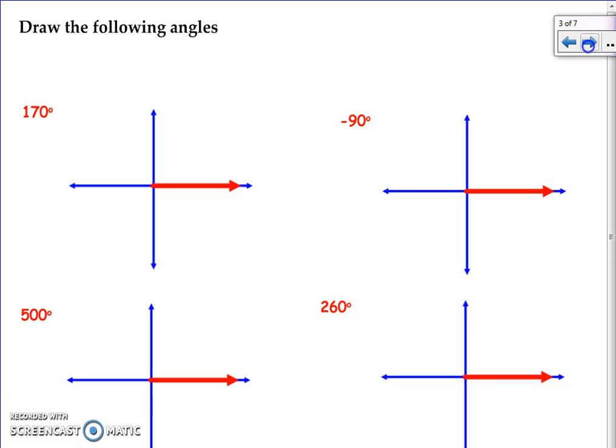Now I want you to draw these four angles. Okay, so I'll give you a couple second head start on me. Put them just your best guess. All right, so I'll put my answers up here. You do have to make sure that you have the curved arrow so I know which direction you were spinning. That's part of the answer.